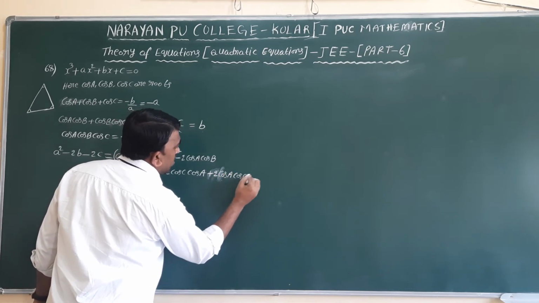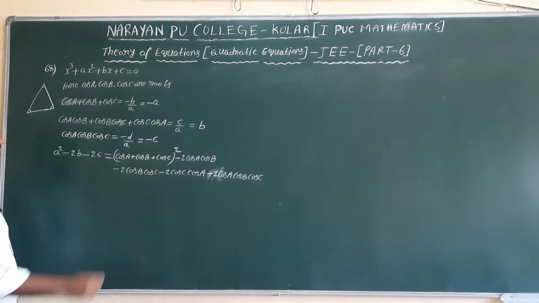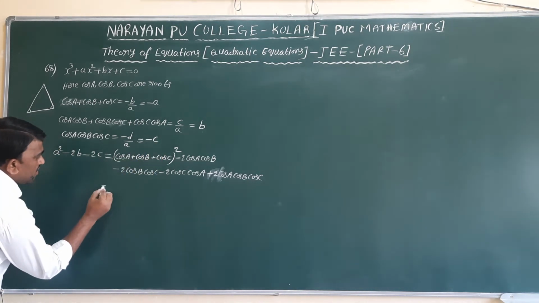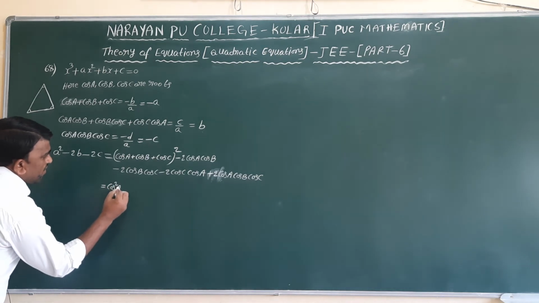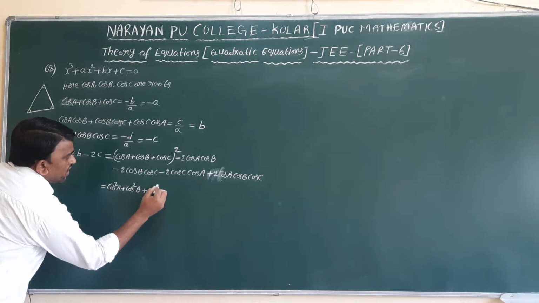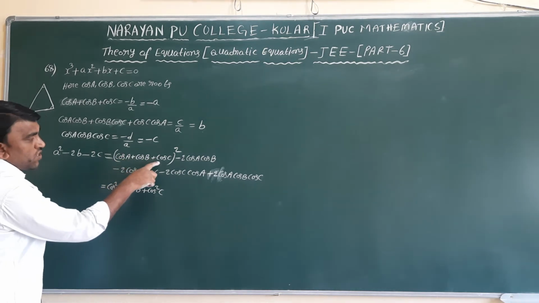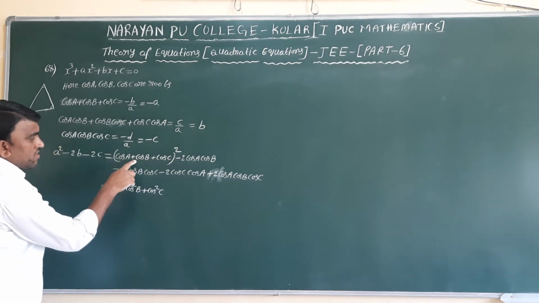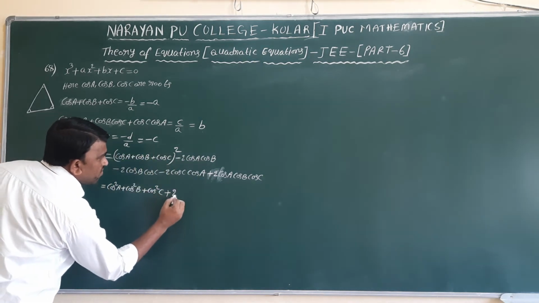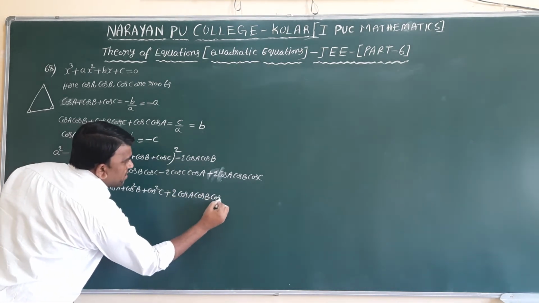So now this is like a plus b plus c whole square. The formula is a square plus b square plus c square plus 2ab plus 2bc plus 2ca. Cos square a plus cos square b plus cos square c plus 2 into cos a cos b plus 2 into cos b cos c plus 2 into cos c cos a. Here minus terms will be there, all these 3 terms cancel. Directly it is plus 2 cos a cos b cos c.